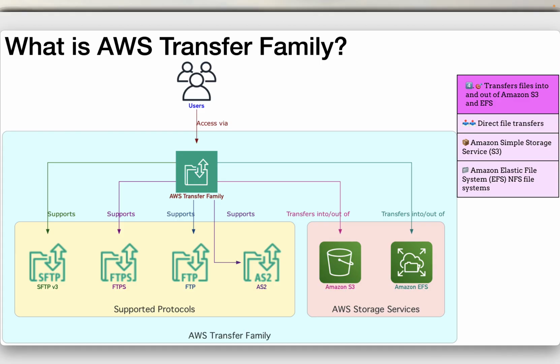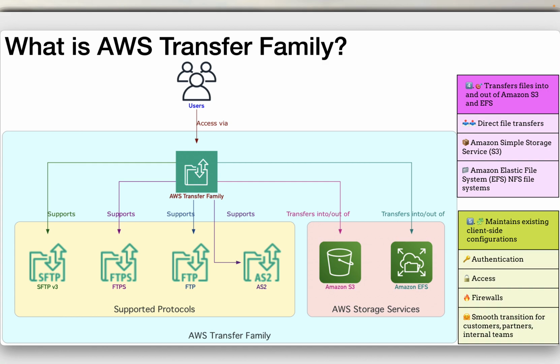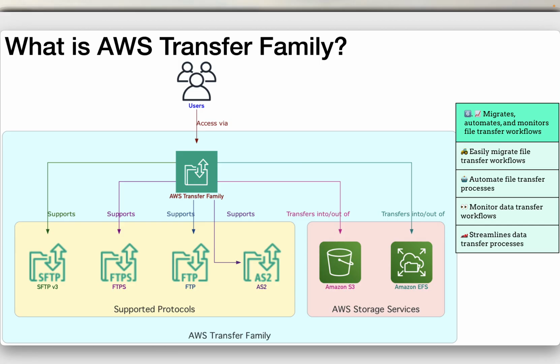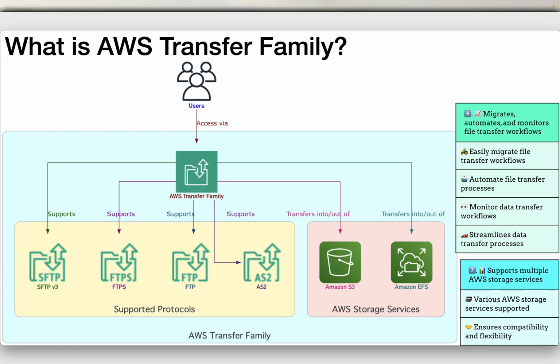AWS Transfer Family enables direct file transfers into and out of Amazon Simple Storage Service S3 and Amazon Elastic File System, EFS Network File System, NFS file systems. The service allows you to maintain existing client-side configurations for authentication, access and firewalls, ensuring a smooth transition for your customers, partners and internal teams. With AWS Transfer Family, you can easily migrate, automate and monitor your file transfer workflows, streamlining your data transfer processes. The service supports various AWS storage services, ensuring compatibility and flexibility for your file transfer needs.